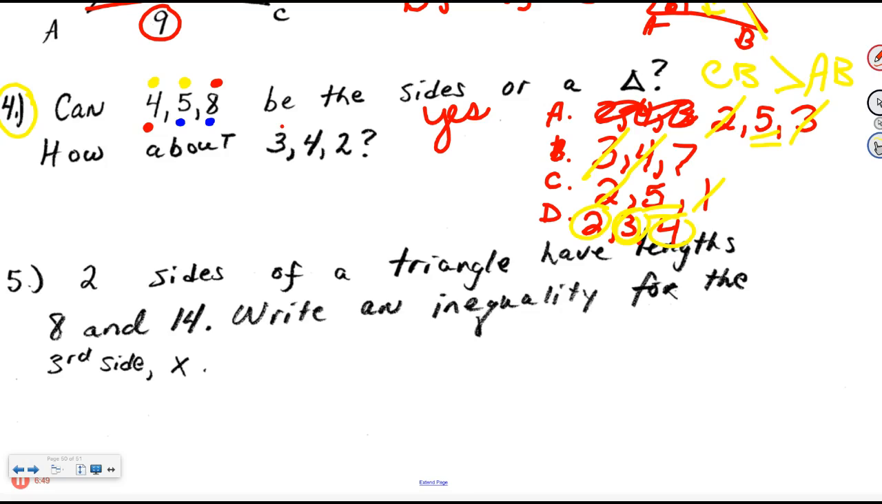So how about this one? Does 3 plus 4 outshoot 2? Yes. Does 4 plus 2 outshoot 3? Yes. Is 3 plus 2 bigger than 4? Yes. So these were all yeses. The sum of every 2 is bigger than the third.